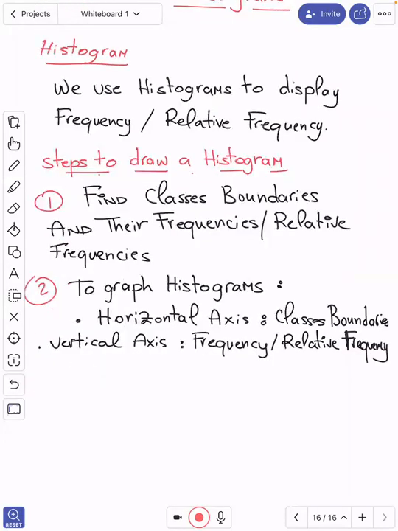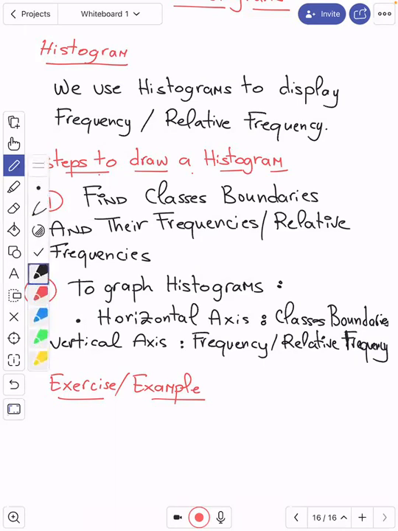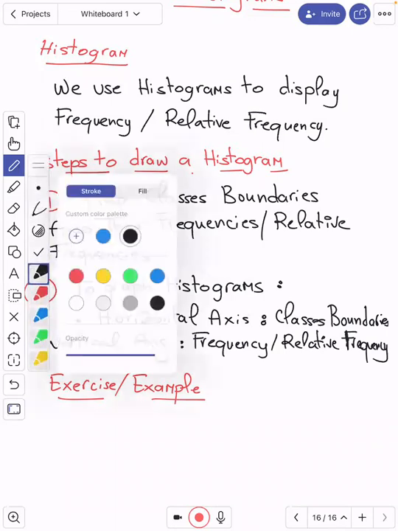So as I said, I think I did probably one example last week, and we had an exercise. So let me just remind you of the exercise. I think the exercise was about the goals scored last season by the MLS teams. I think we had the following table, so the data.